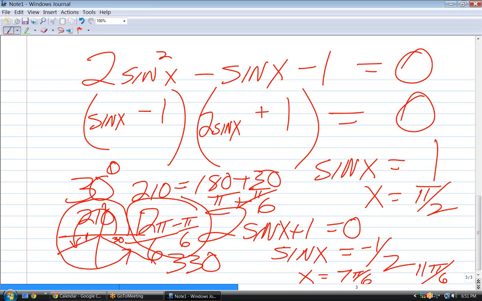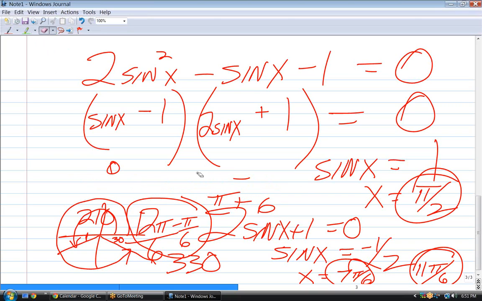So this has 3 answers: pi over 2, 7 pi over 6, and 11 pi over 6. Every one of those answers satisfies this equation. Aren't there cases where the answer doesn't work? Yeah, you have to go and check it. Well, I'll give you one.